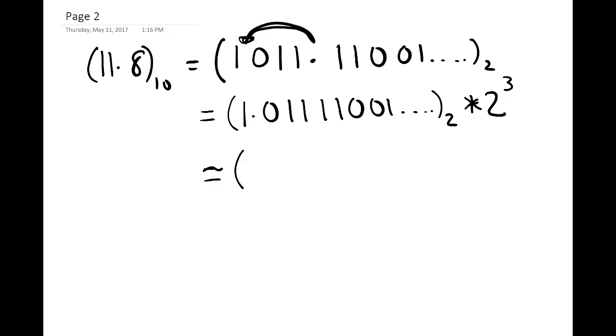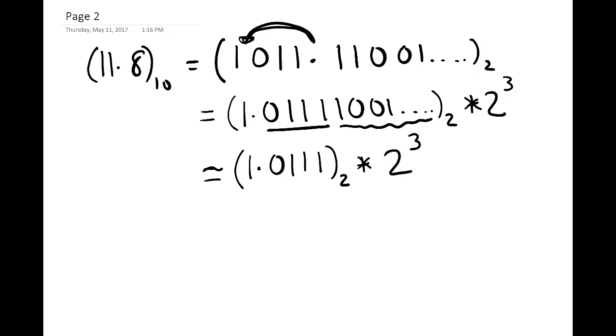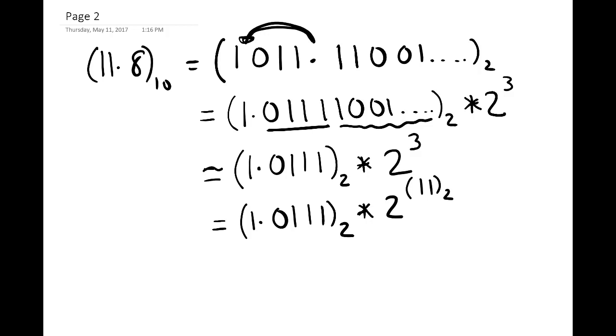We want to first see how many bits we're going to take of the mantissa. Since there are only 4 bits for the mantissa, we can only use these first 4 bits, 1011 in base 2. So we're going to forget about the rest because these cannot be represented, since we have only 4 bits for the mantissa. Then we have 2 to the power 3. Now the 3 needs to be written in base 2. So this 3 which we have in base 10 can be written as 11 base 2.